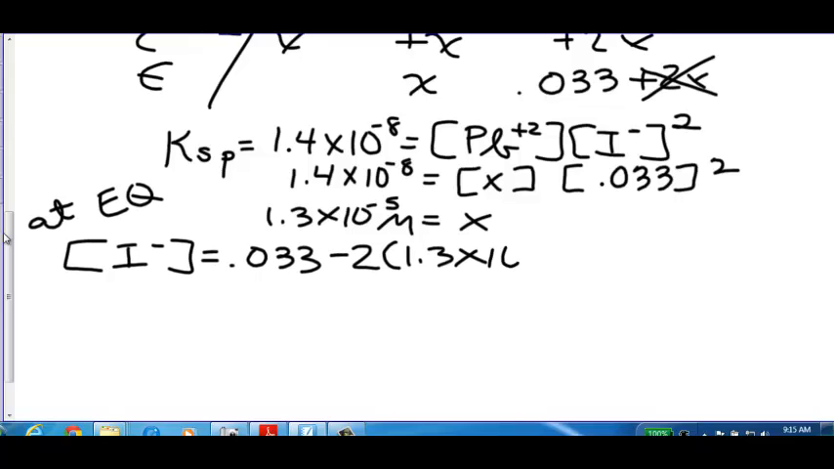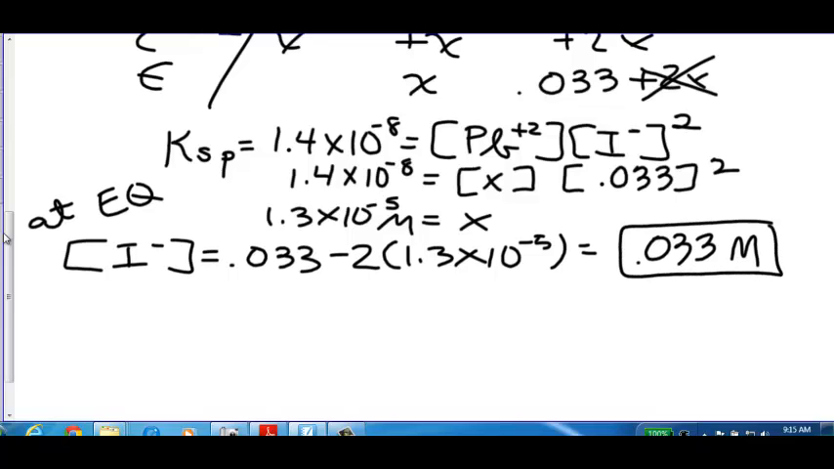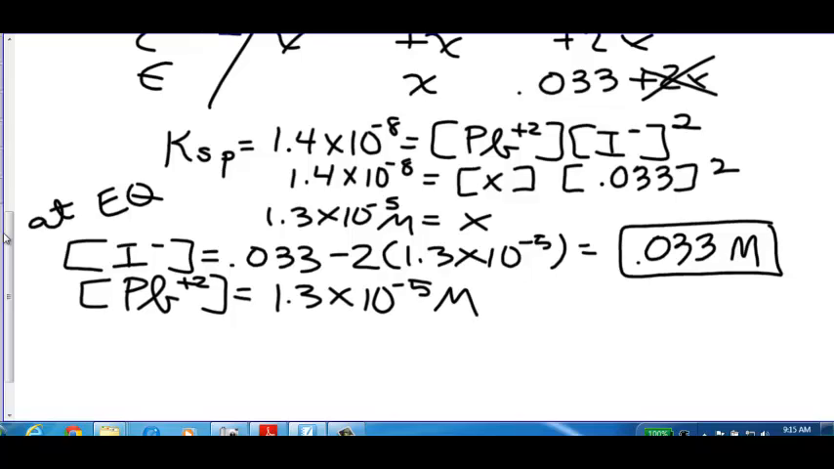So the answer to this question is that at equilibrium, our concentration of iodide is 0.033 minus 2 times 1.3 times 10 to the negative 5th, which is 0.033 in sig figs. It won't always be that way. Sometimes it may change the number slightly, so you want to plug it in anyway. And our concentration of lead isn't 0. It's just really close to 0. 1.3 times 10 to the negative 5th molar.